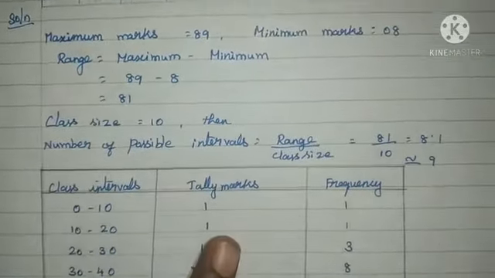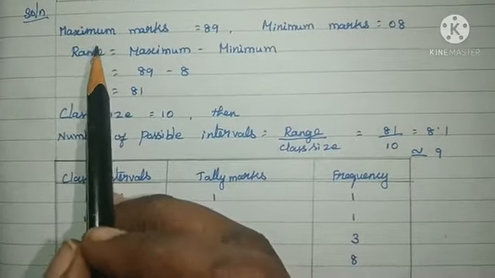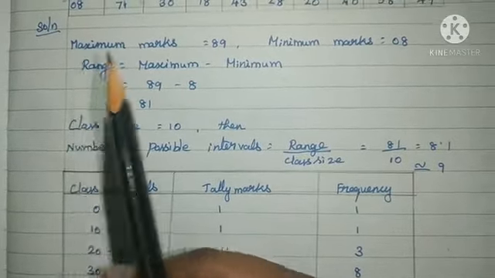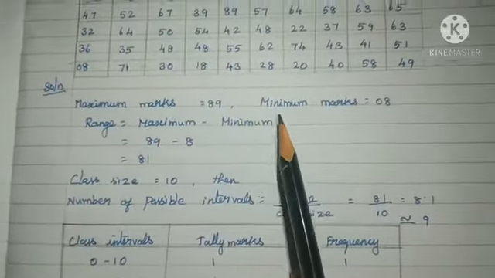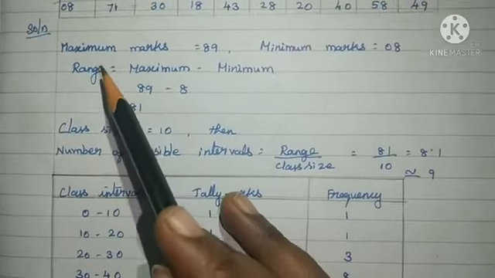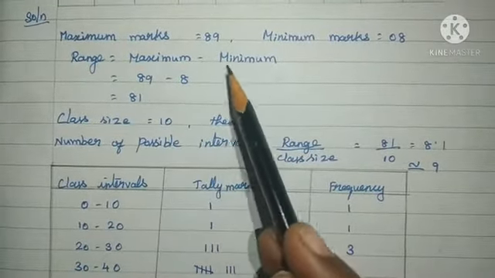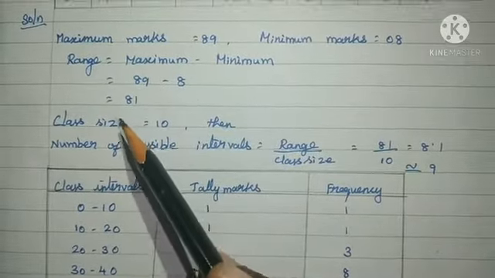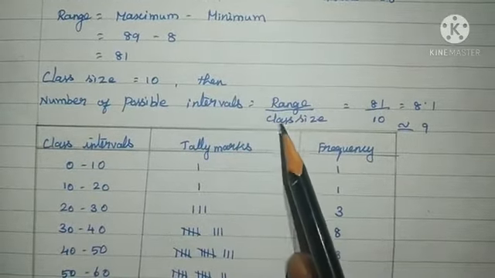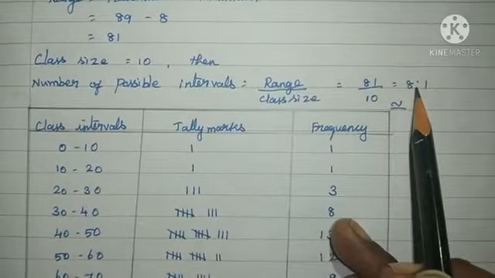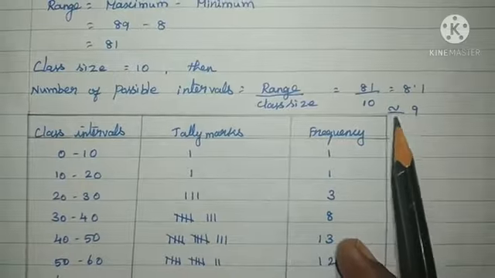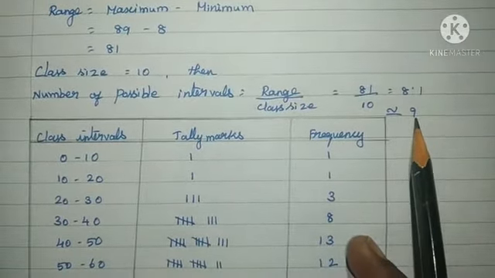First we are going to construct the class intervals of the continuous frequency distribution. For that, first you have to find out the number of possible intervals. Here the maximum mark is 89 and the minimum mark is 8. To find out the number of possible intervals, first you have to find the range. The range can be found by maximum marks minus minimum marks, that is 89 minus 8. We get 81 and the class size is given as 10. Therefore, the number of class intervals is range by class size, that is 81 by 10, which is equal to 8.1. It becomes more than 8, so approximately we can take it as 9 possible intervals.